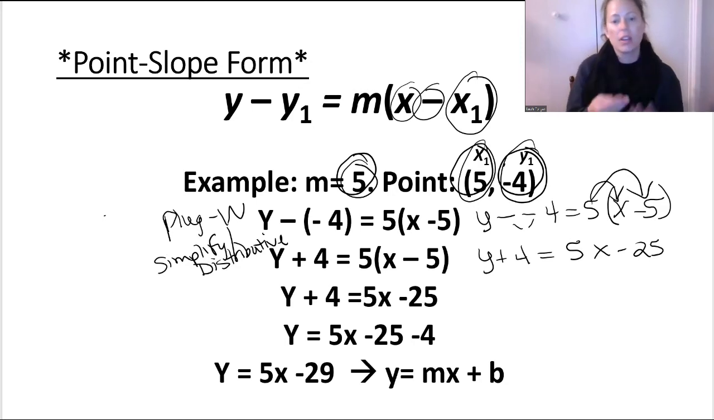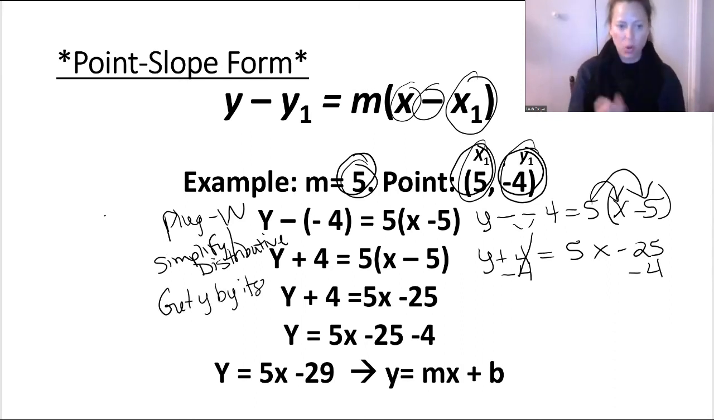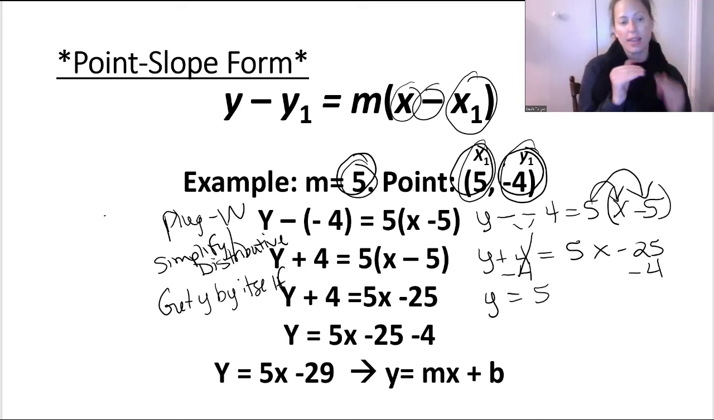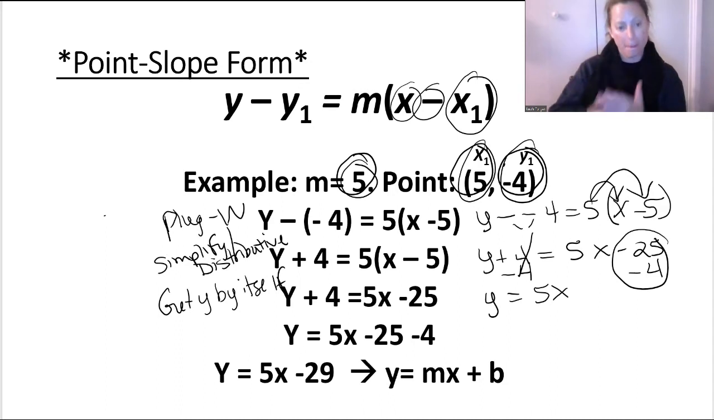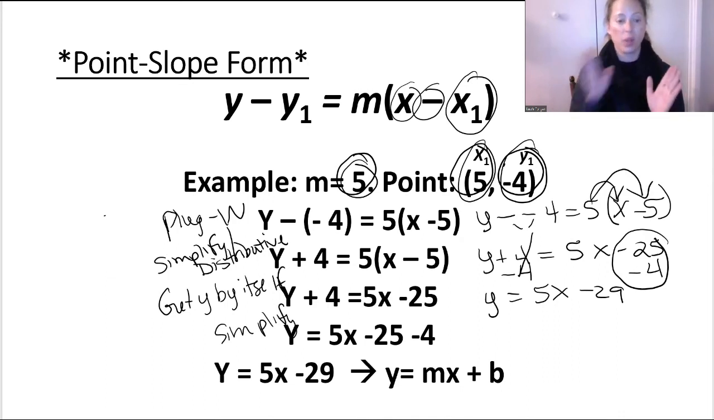Okay, then the next part. I got to get y by itself because it needs to be in y equals format. So I need to get y by itself. So I'm going to get rid of this 4. So I'm going to minus 4 on both sides. Okay, so we get y by itself. Okay, so I get y equals 5x minus 29. That right there, I simplify. And here is my answer. Y equals 5x minus 29.